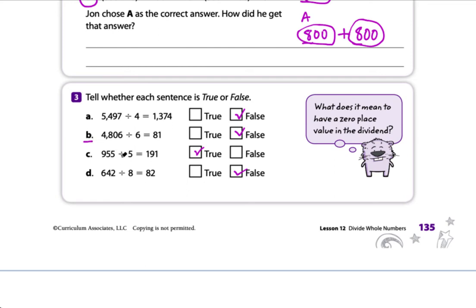B is one you could definitely do by estimation. If I round this to 80 and kind of work backwards, 80 times 6, that would be 480. That's not even close to this. This is missing a whole value. This should be at least an answer in the hundreds place.